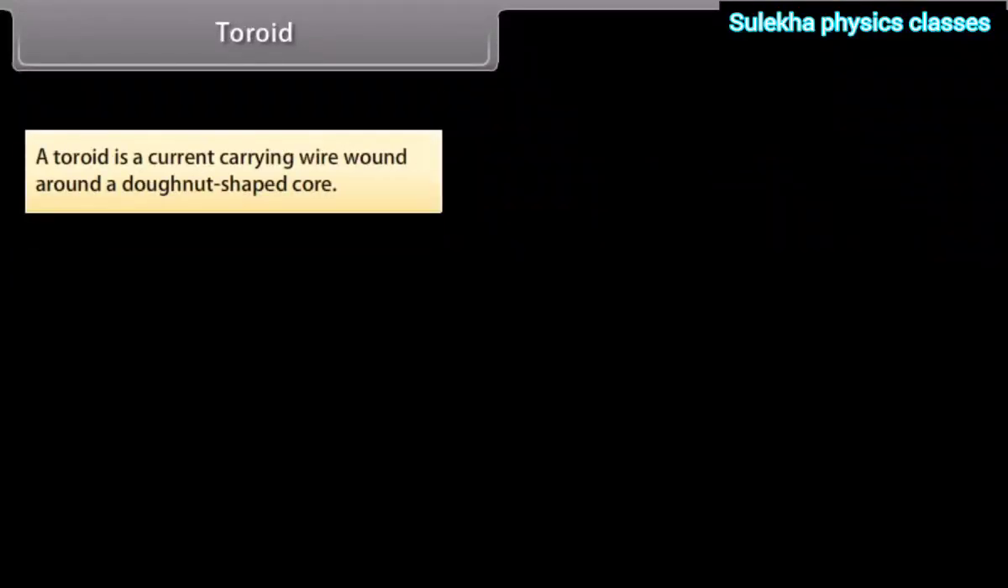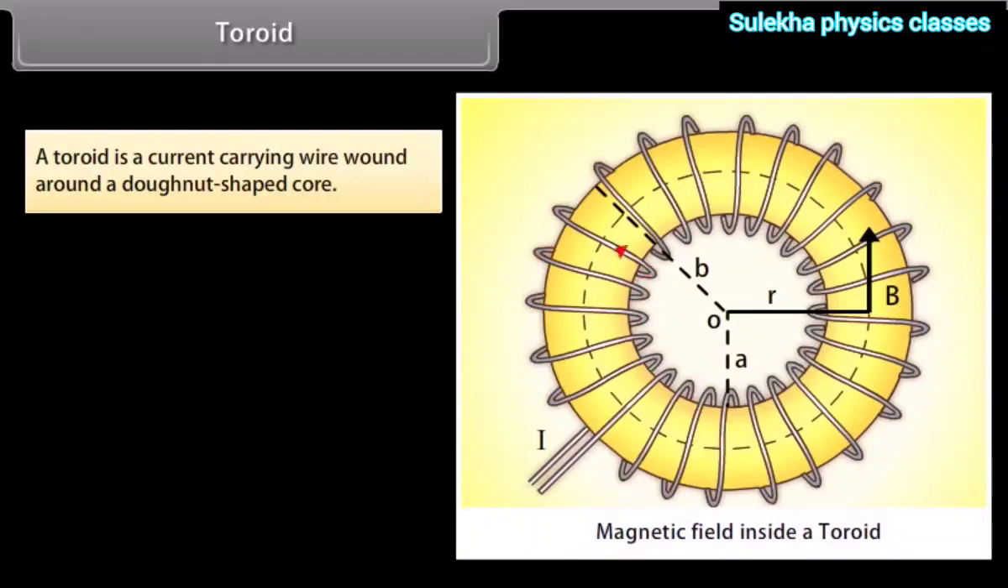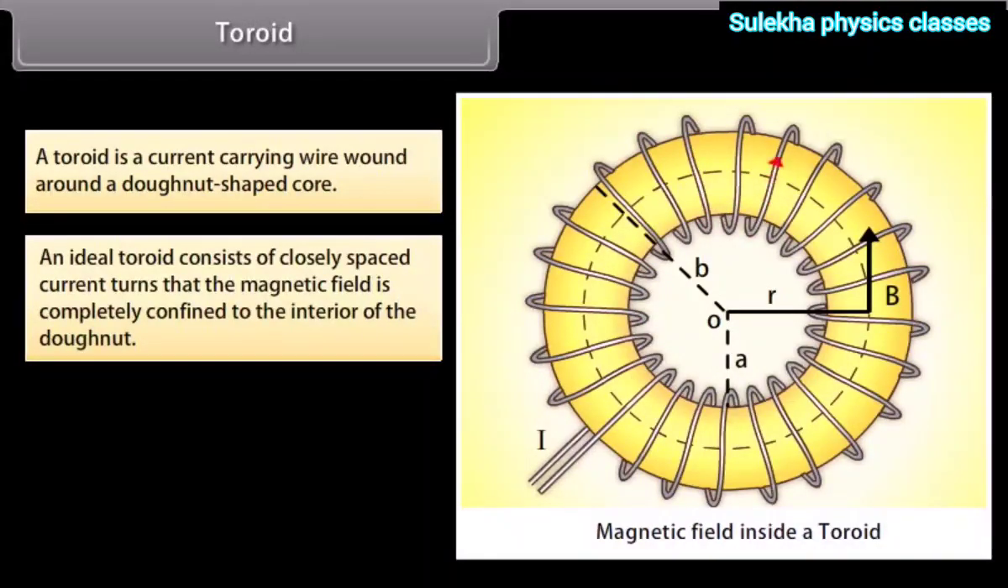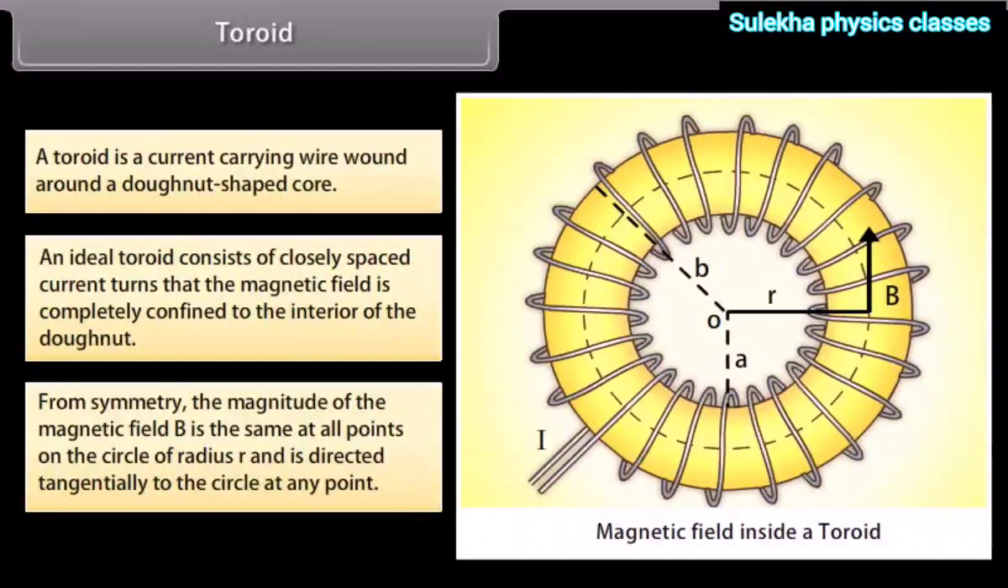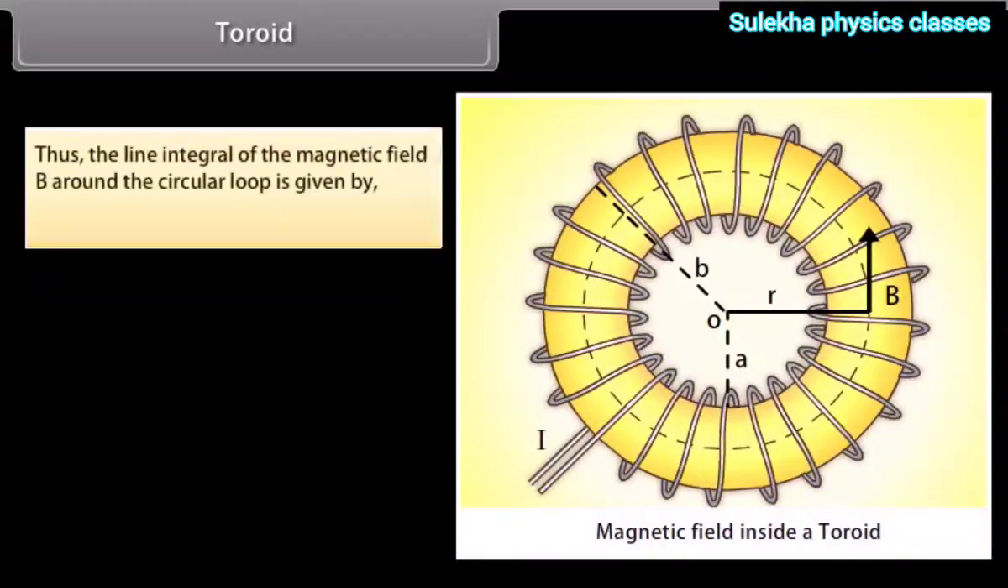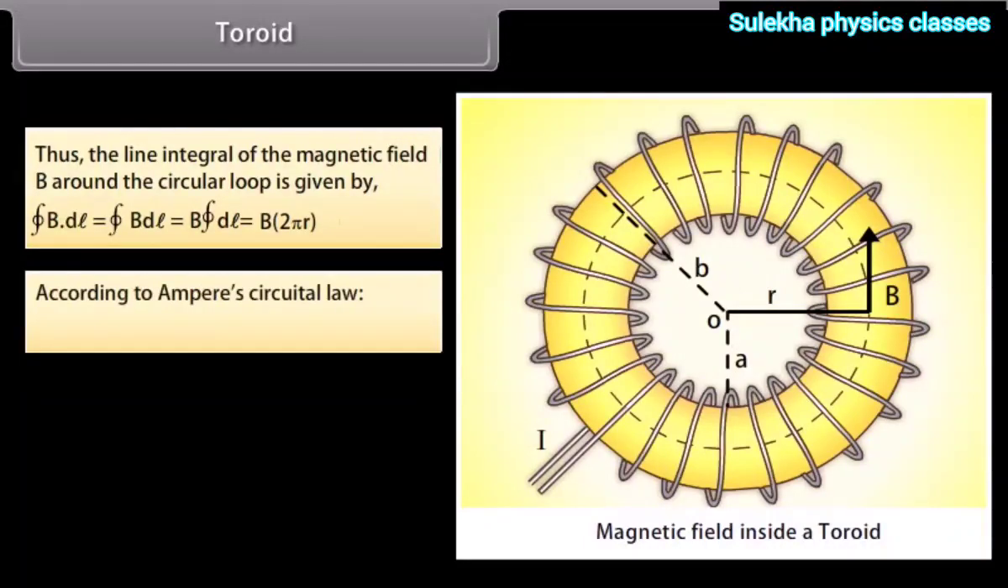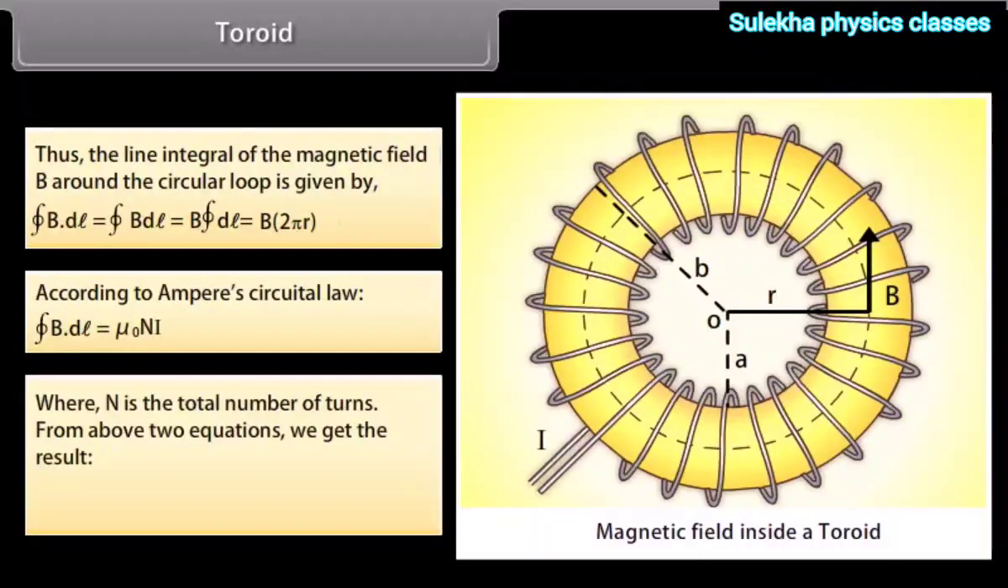Toroid. A toroid is a current-carrying wire wound around a donut-shaped core. An ideal toroid consists of closely spaced current turns so that the magnetic field is completely confined to the interior of the donut. From symmetry, the magnitude of the magnetic field B is the same at all points on the circle of radius r and is directed tangentially to the circle at any point. Thus, the line integral of the magnetic field B around the circular loop is given by the product of B and 2 pi r. According to Ampere's circuital law, closed integral of B dot dl is equal to mu naught NI, where N is the total number of turns.